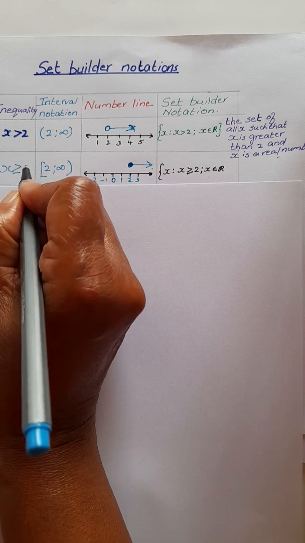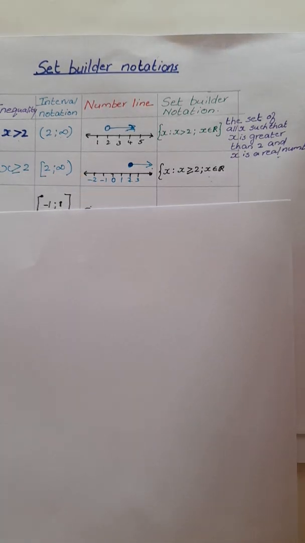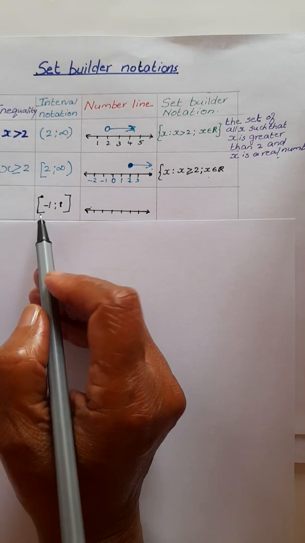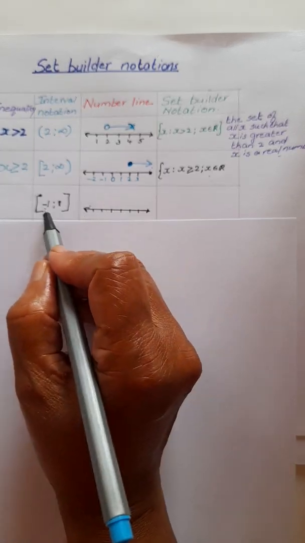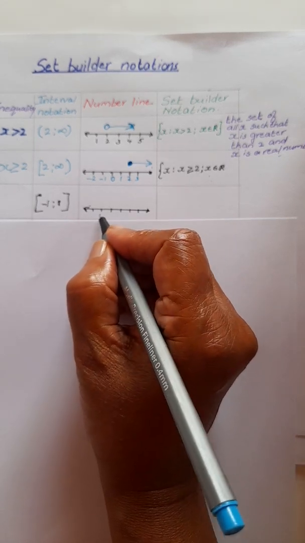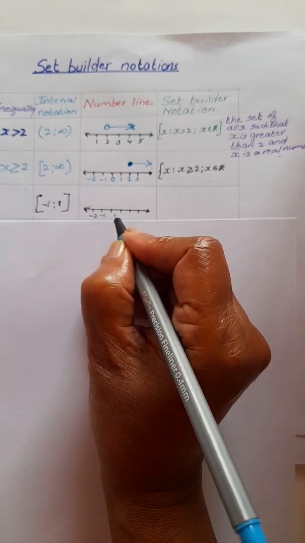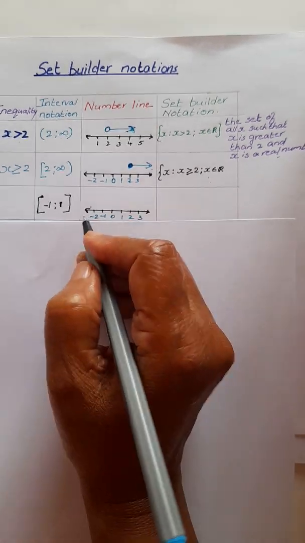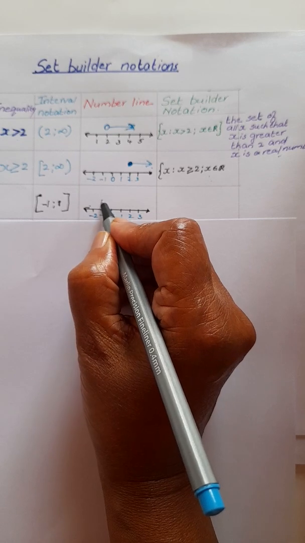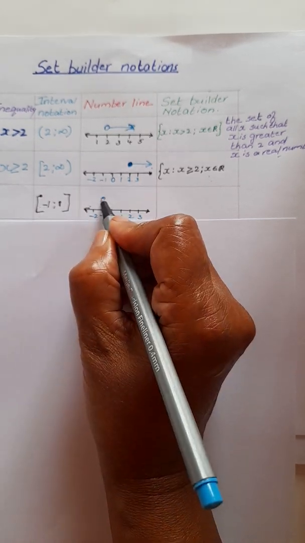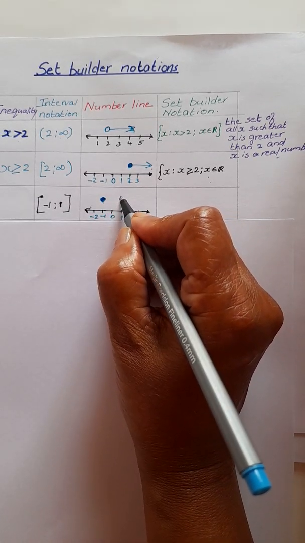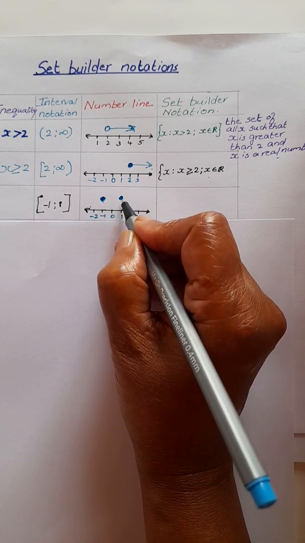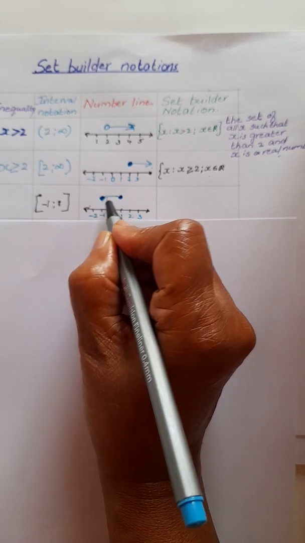So it is round, and the inequality is the same as in the set builder notation. In the next one, the interval notation is given. So let's represent that on the number line. We choose negative 2, negative 1, 0, 1, 2, 3, and start at negative 1. It is a closed bracket, so you shade the circle, and then it goes up to 1. Again, at 1 you draw the shaded circle, and then you join.